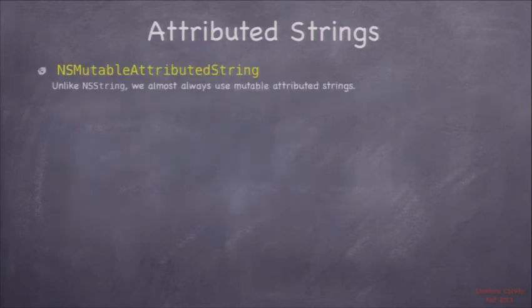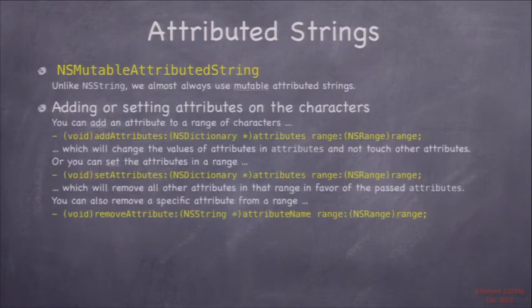So there is a mutable one. The mutable one does inherit from the non-mutable attributed string, but it's not an NSString or an NSMutableString. It's an NSAttributedString. And it adds methods to add attributes and set attributes at various ranges inside the attributed string. Exactly what you would think. And we're going to talk about what's in these dictionaries in a couple slides.